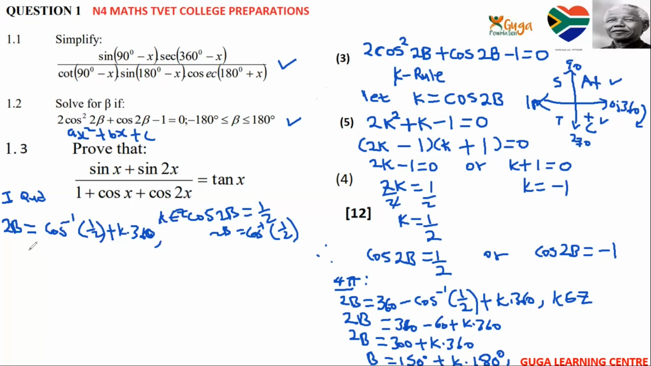Okay, so now when you are here, you are left with 2b equals 60 plus k into 360. So your b will be equal to 30 plus k into 180 degrees. So we have got this and this. Now you can come here and do for me the one where cos is negative. So we did this.